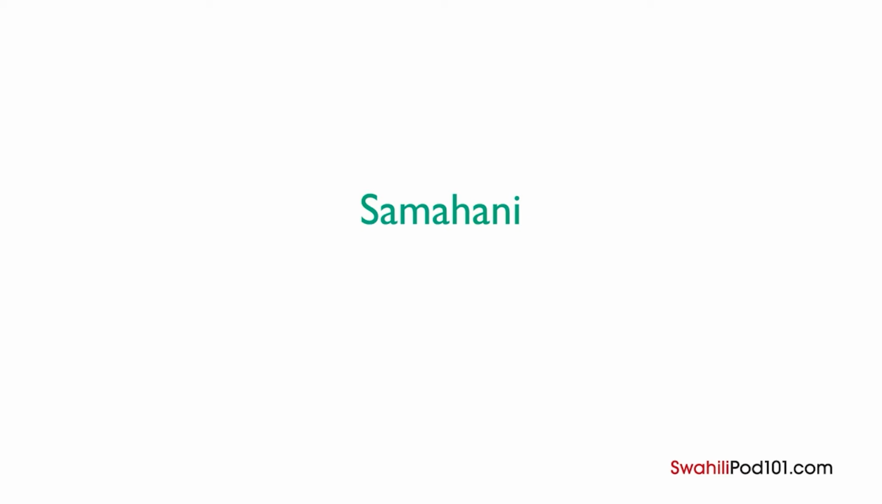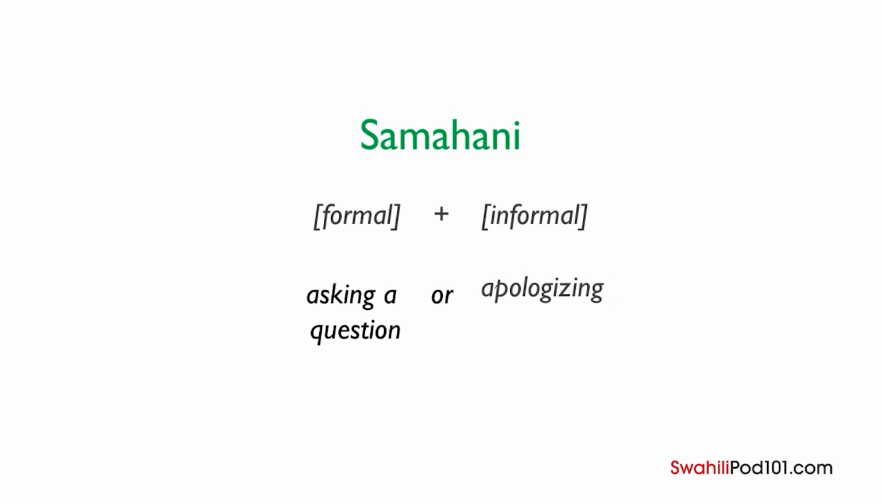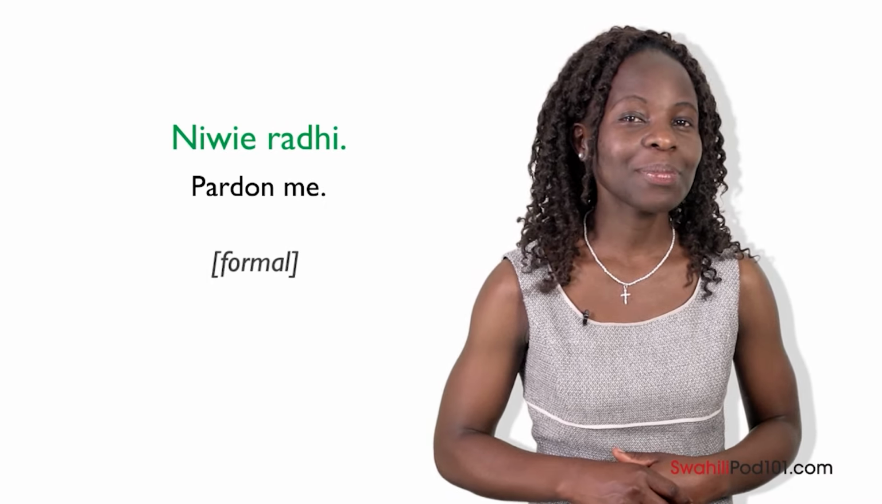Samahani. Samahani can be used in formal and informal situations. We can use samahani when asking a question or when apologizing. All of these phrases can be used for either excuse me or I am sorry. But if you really want to apologize for something, it might be better to use a different phrase. That phrase is niwie radhi. It means pardon me and can be used in both formal and informal situations.